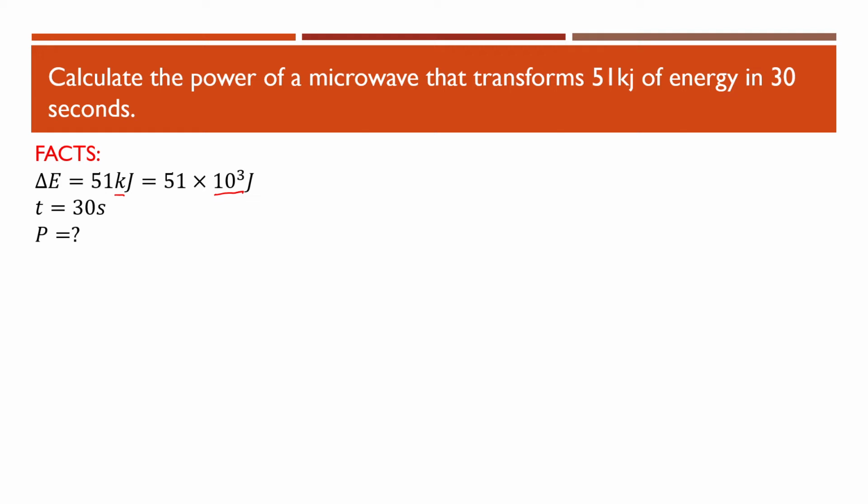Now, what was the equation that we used? That's on your equation sheet. It should be P equals delta E over T. All you have to do is sub those values in and chuck it in your calculator, and you get about 1700 watts. So this particular microwave has a power of 1700 watts.